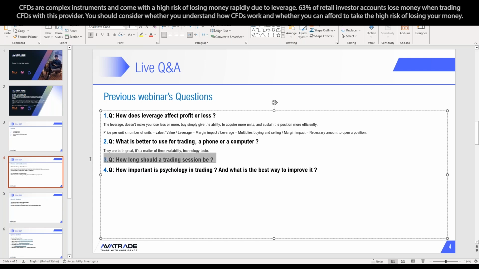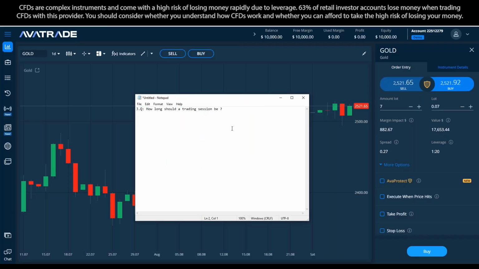How long should a trading session be? This is also something that we don't talk about a lot, but I think it might be worth mentioning. What do you think? Let's put down here some options. We have A, let's say 30 minutes. B, let's make it 1 hour. C, let's say 3 hours. And the last one, let's go extreme and say, I don't know, 5 hours.